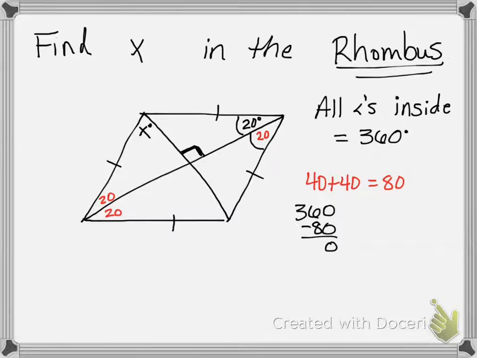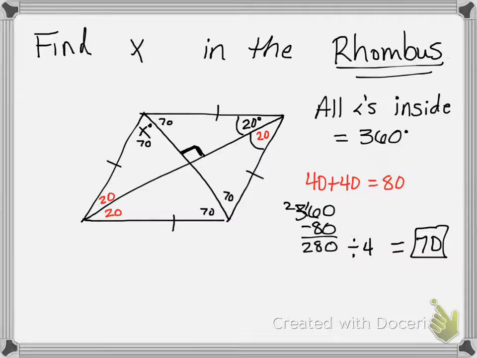We get, let's see, 280 is left over. So I have 280 to get split really 4 ways between all of these angles. And so what I'm going to do is take this 280 and divide it by 4. And we're going to get that x is equal to 70 degrees. So this x is going to be 70, this is 70, this is 70, and this is 70.